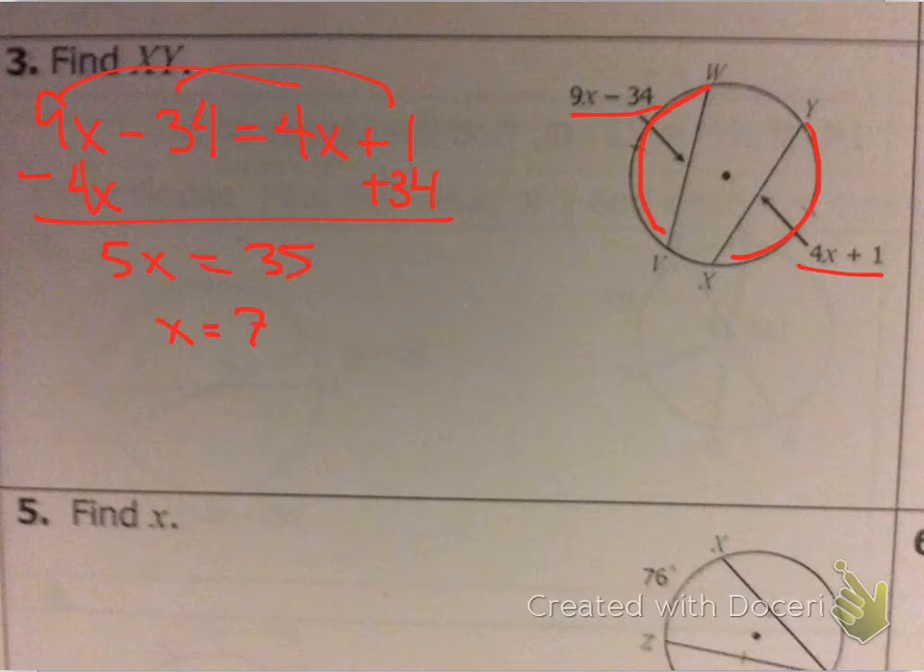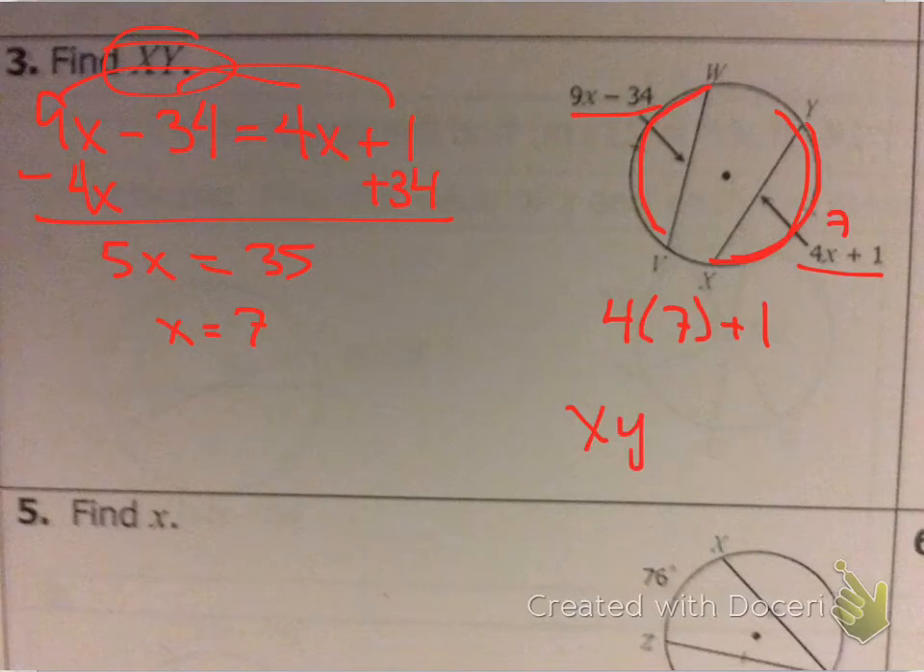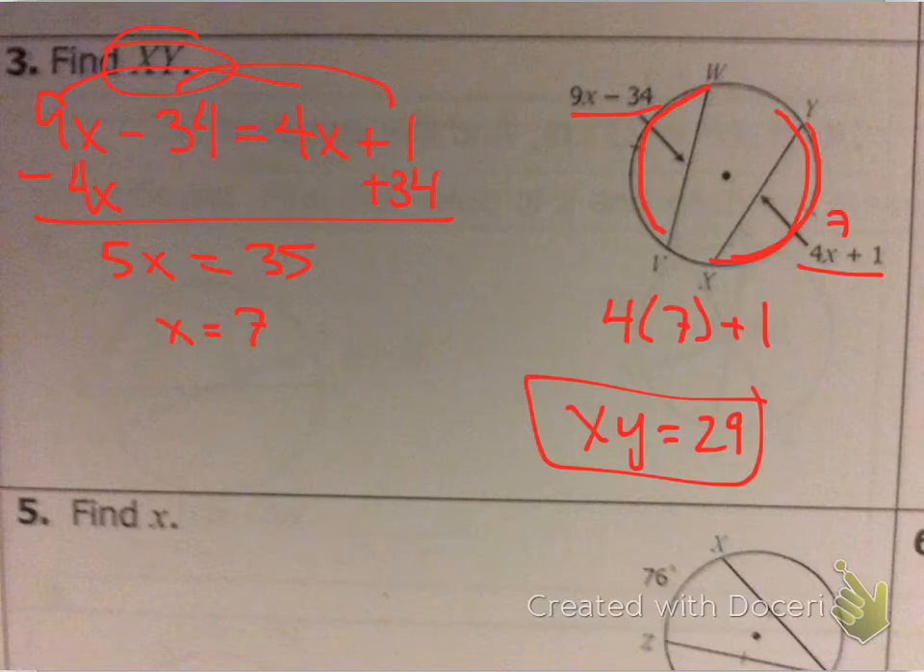But again, notice what the question asks. Find XY. So I need to put the 7 here and say 4 times 7 plus 1 to get that XY is equal to 29. Boom! Again, nothing too simple. Now, how does this get confusing? How can I make this confusing? Let's see here.